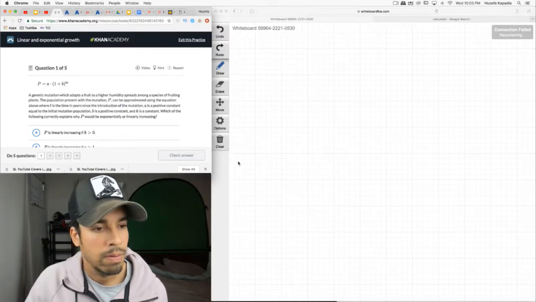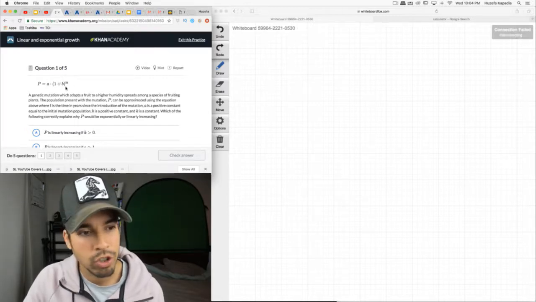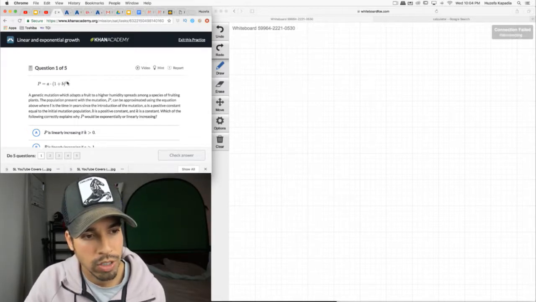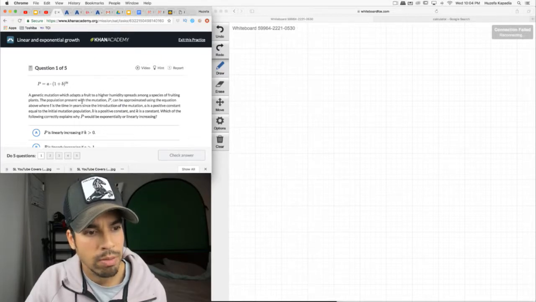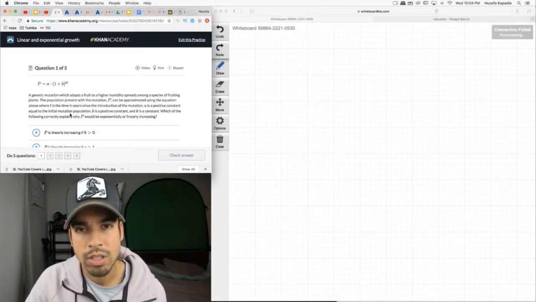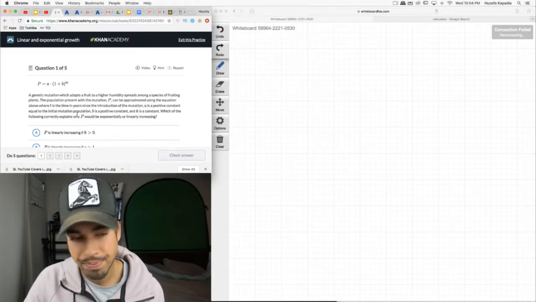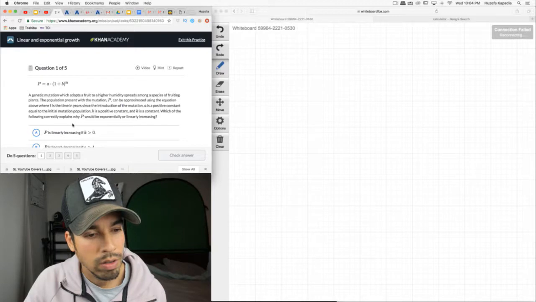Let's do it. All right, P equals A times 1 plus B to the KT. So this is definitely exponential growth because we've got an exponential function and we've got that variable up top. Genetic mutation which adapts. You probably don't even need any of this, by the way. This is essentially to explain the equation, but it makes it harder in a lot of ways. I can skip this, but let's read it anyways.